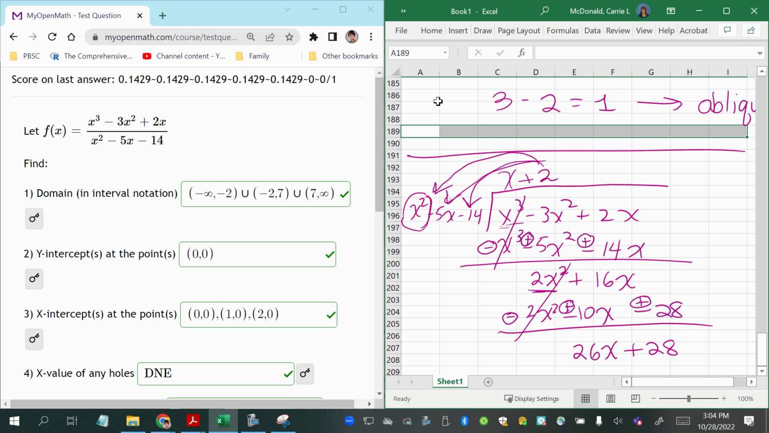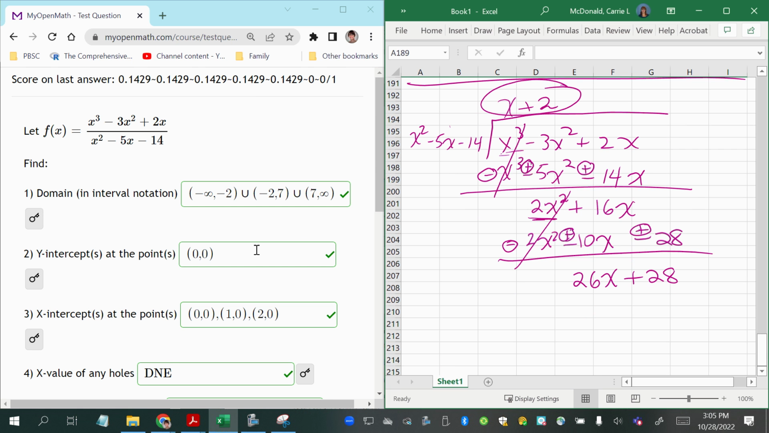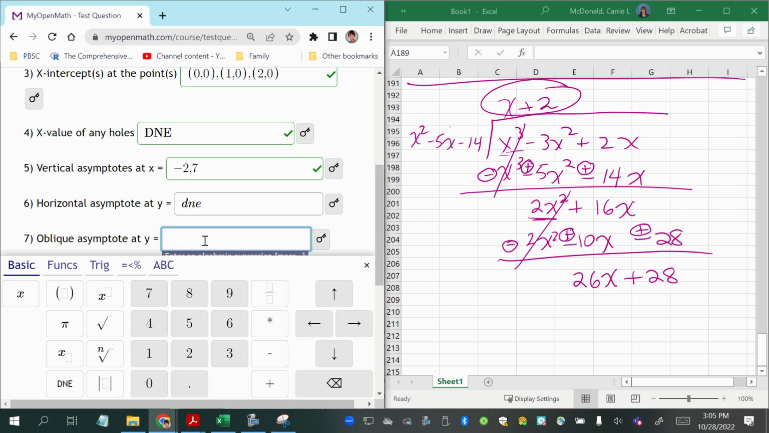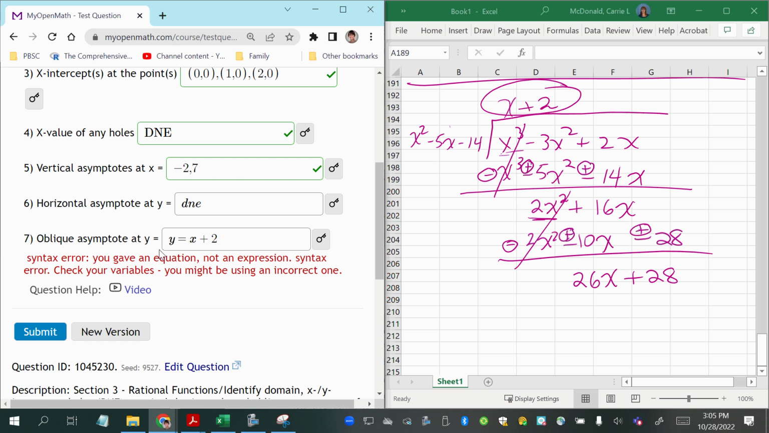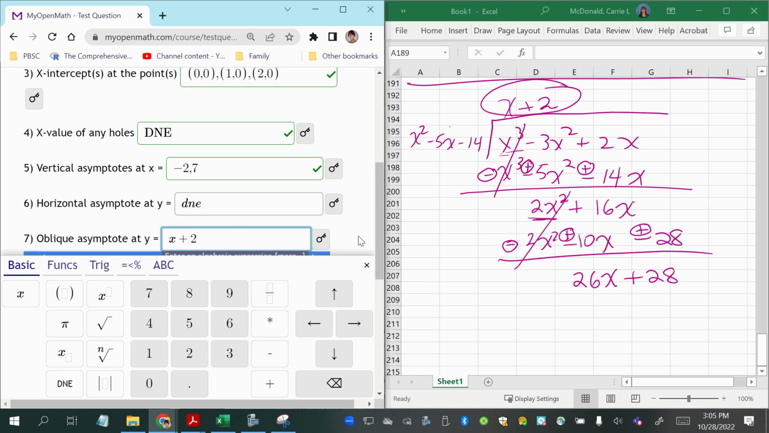At this point, the power on the x in the first term of my divisor is greater than the highest power of x in my remainder, so I can't really continue from here. And this is my linear part up here, the y equals mx plus b part of the equation that I need for my slant asymptote. All right, so here we say there is no horizontal asymptote because instead we have the oblique or slant asymptote at y equals x plus 2. It already has the y equals, which is why I'm getting a red error here. So I just need to get rid of the y in my answer.